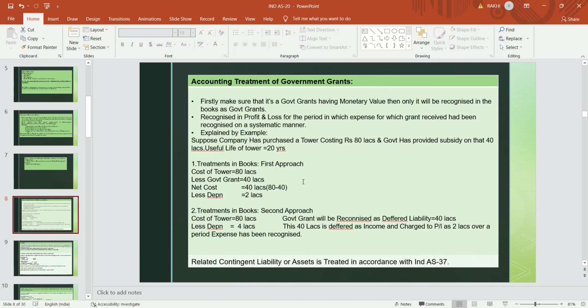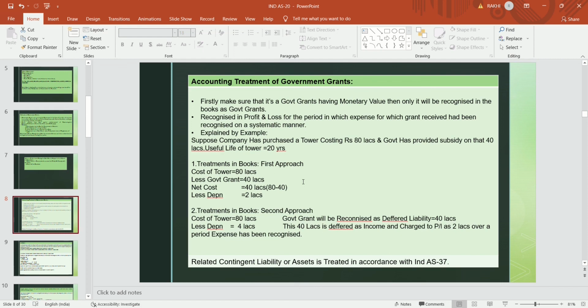Meaning, if the grant is received by the company in year 1 and it is to be amortized over a period of 5 years, so the condition is to be fulfilled within 5 years. The government has given a grant of 10 lakh rupees and the condition is to be fulfilled within the period of 5 years, so it is to be amortized over a period of 5 years.